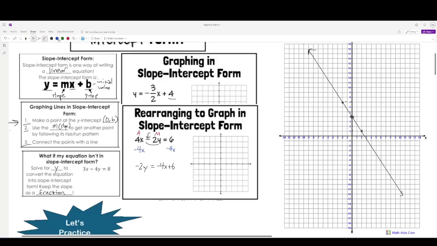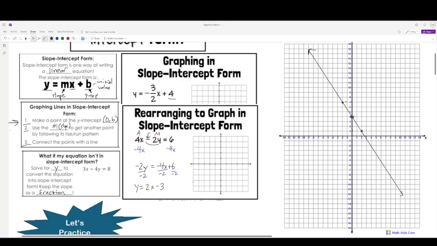Our other operation we need to do is to divide by -2. And again, we want to divide each individual term by -2 and not group them together as a single numerator. So we get y equals -4 over -2 makes positive 2x, 6 over -2 makes -3.